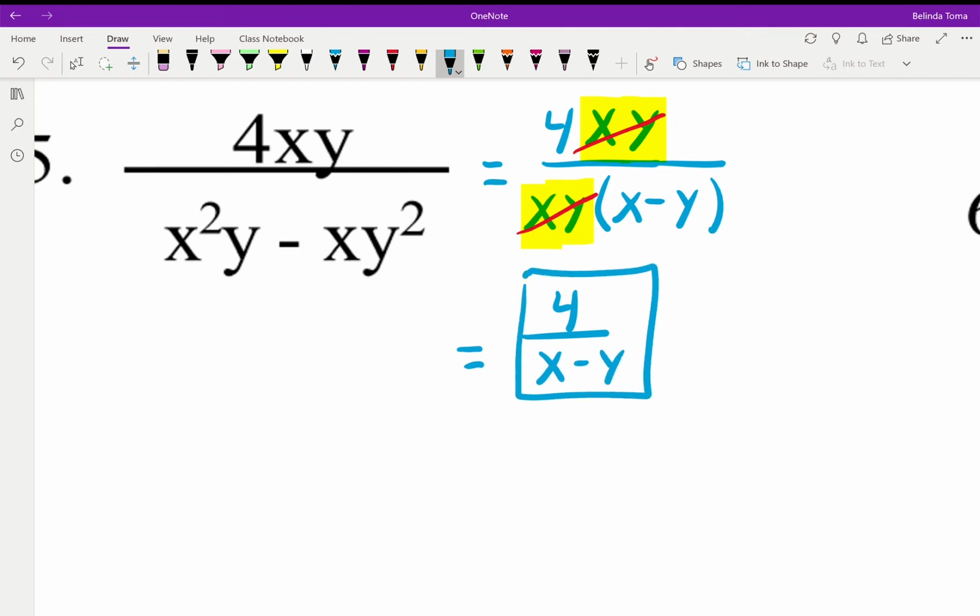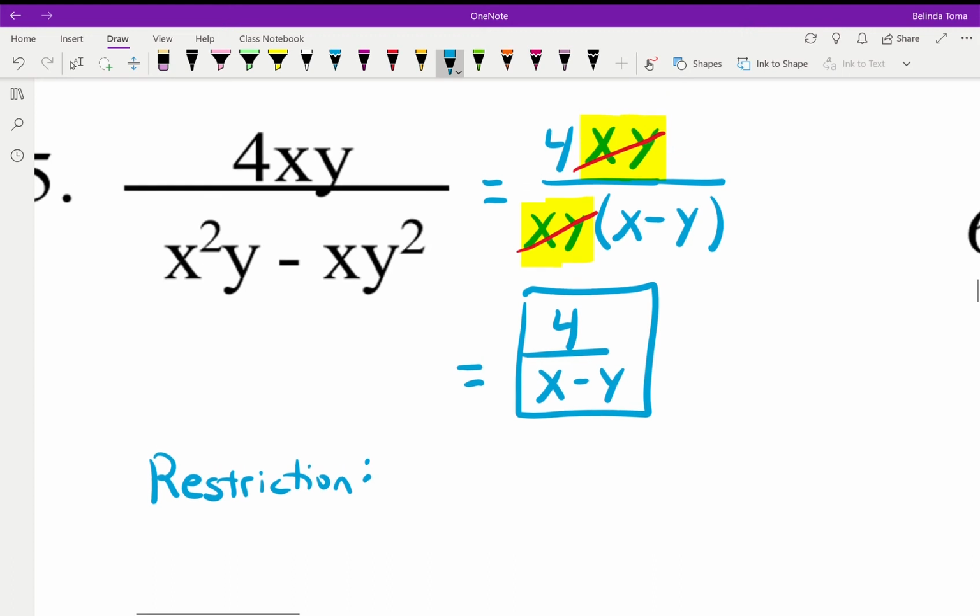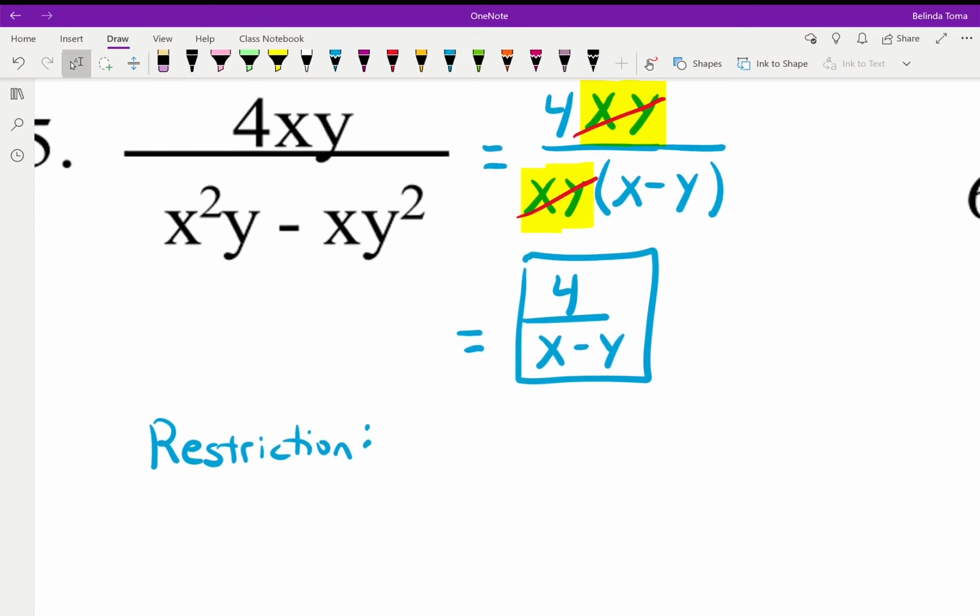Our restriction is going to be 3 different restrictions. And how do I know that just by looking at it? Well, because I have 3 factors, the x, the y, and the x minus y. So my restriction is going to come from the fact that I'm going to set each of those factors and say they cannot equal 0. X cannot equal 0, y cannot equal 0, and x minus y cannot equal 0.